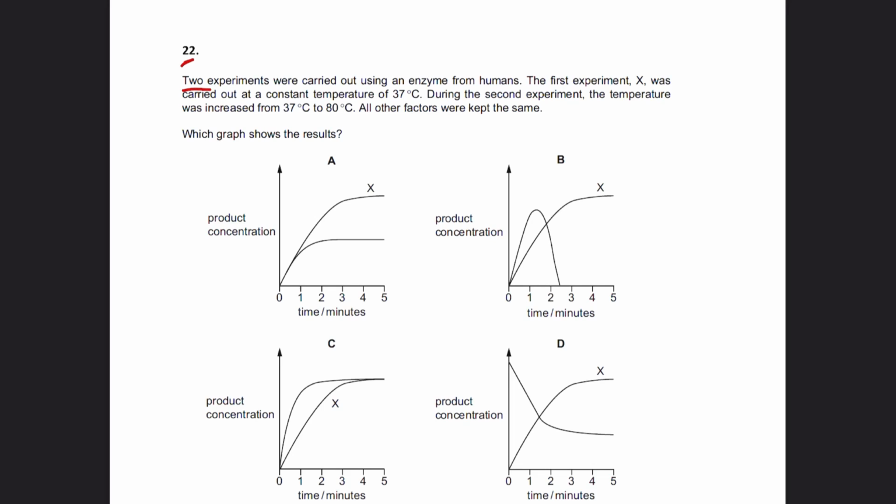Let's move on to MCQ number 22. Two experiments were carried out using an enzyme from humans. The first experiment X was carried out at a constant temperature of 37 degrees Celsius. During the second experiment, the temperature was increased from 37 degrees Celsius to 80 degrees Celsius. All the factors were kept the same. Which graph shows the results?